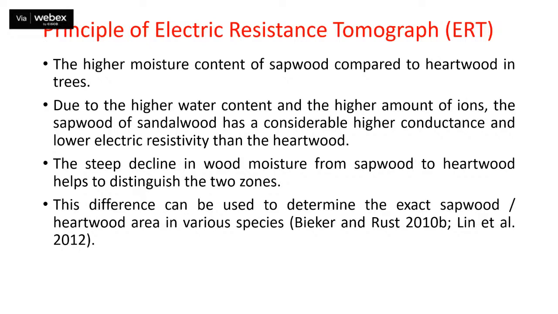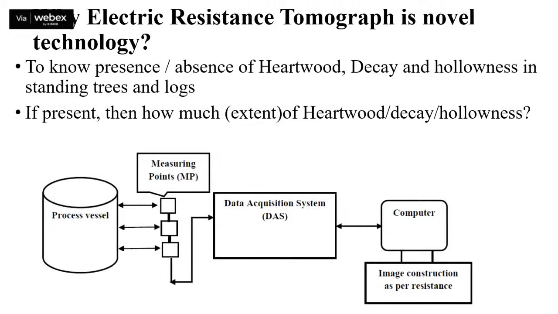In this, we do not cause any damage to the tree, and this was earlier applied in various tree species by Baker and Rust in 2010 and also Lin et al. in 2012, on many temperate trees. Why is the electrical tomograph novel? Because it has the advantage of estimating the heartwood presence or absence, and if it is there, what the extent is. It also helps us to know the healthiness of the trees, whether there is decay or hollowness in the tree.